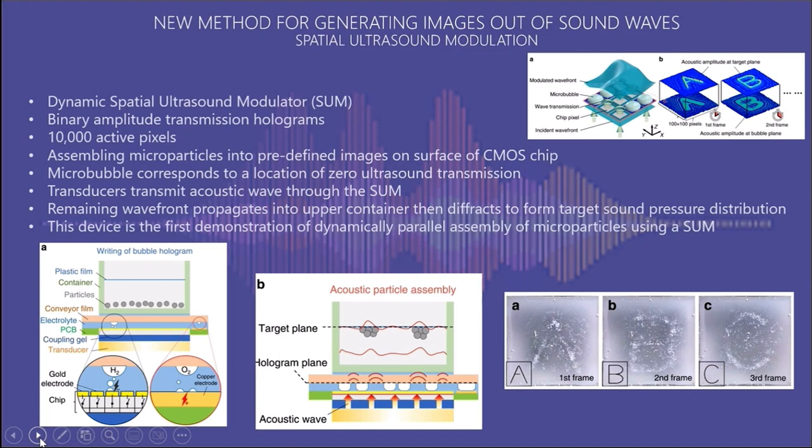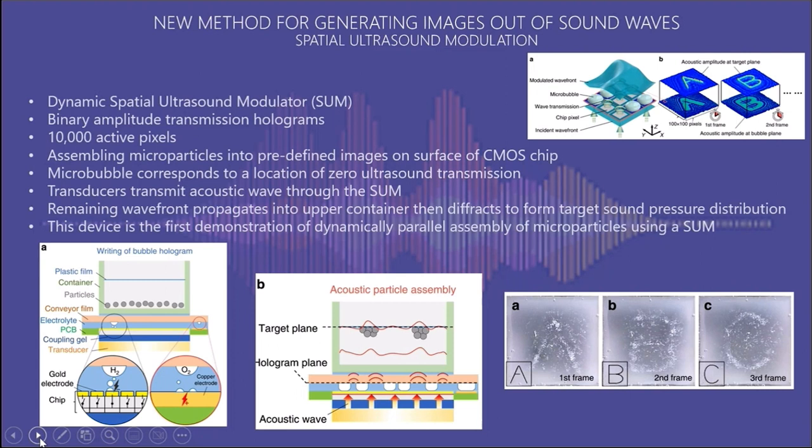The authors propose a new method for generating images out of sound waves through a dynamically spatial ultrasound modulator, also known as SUM. SUM can generate binary amplitude transmission holograms by utilizing 10,000 active elements through a CMOS chip, where each element has the ability to be controlled to form microbubbles through electrolysis. These microbubbles can be set up in patterns to produce predefined images.